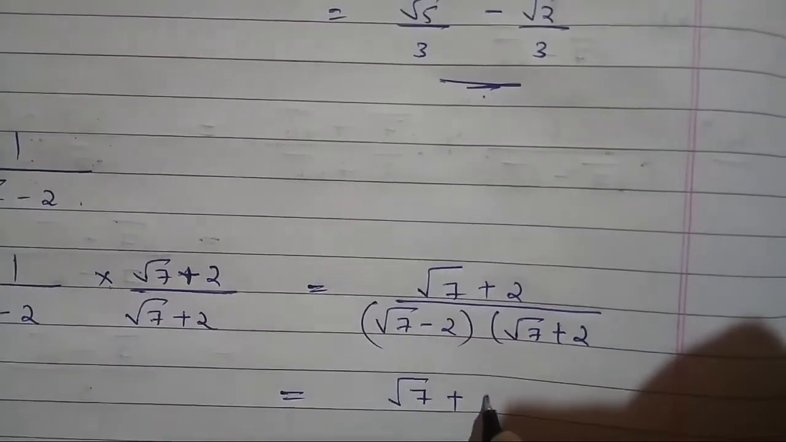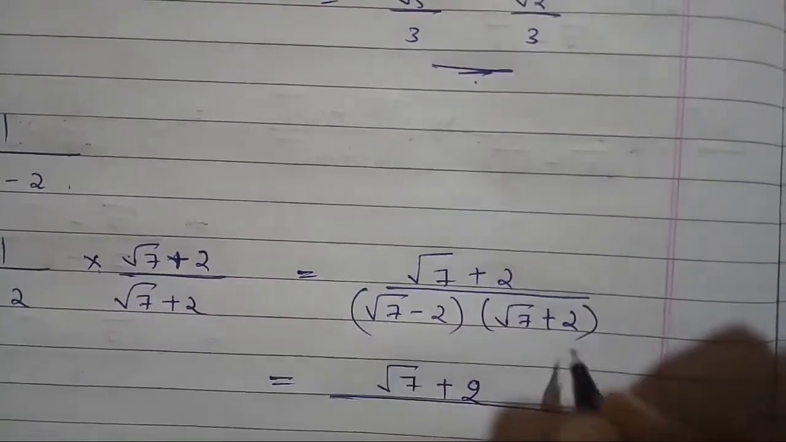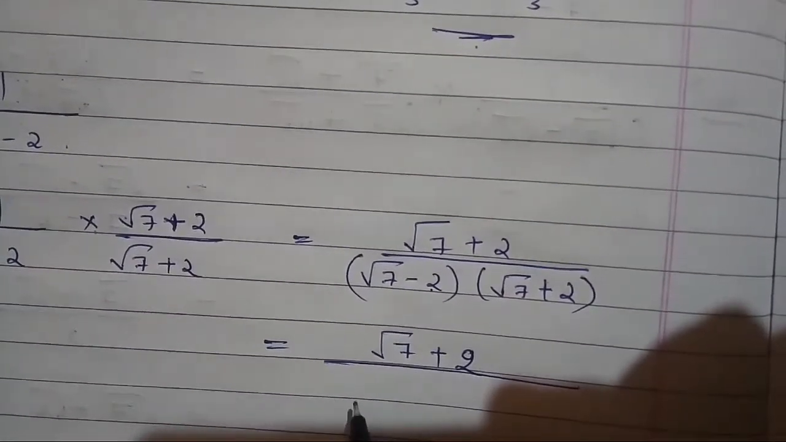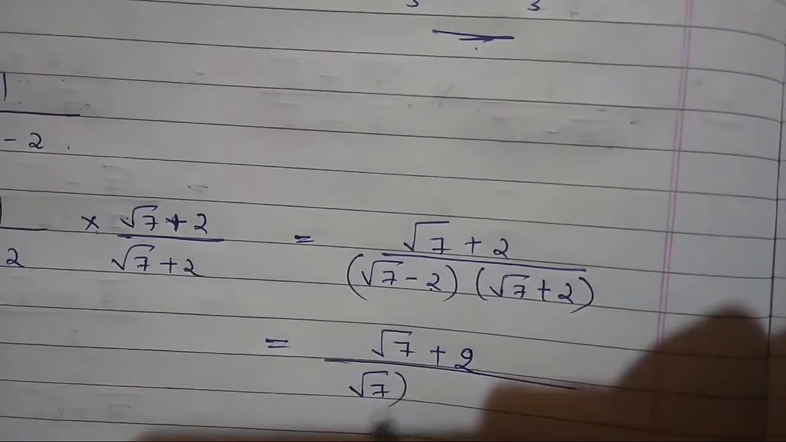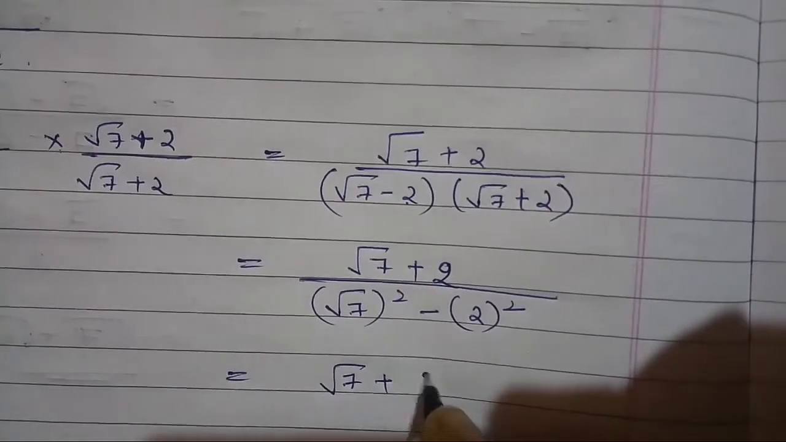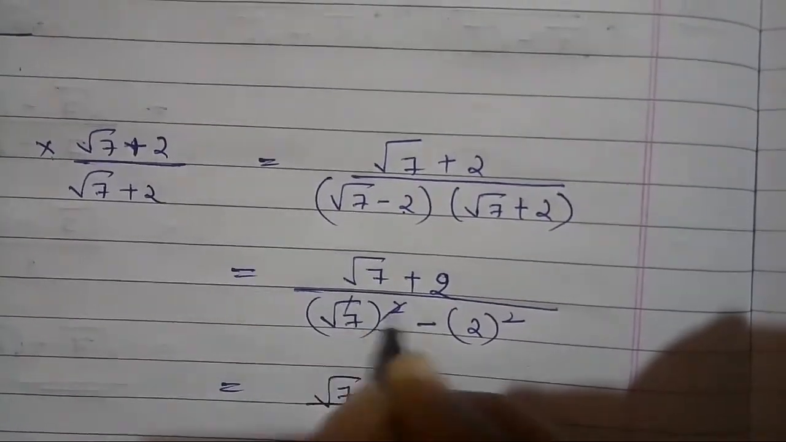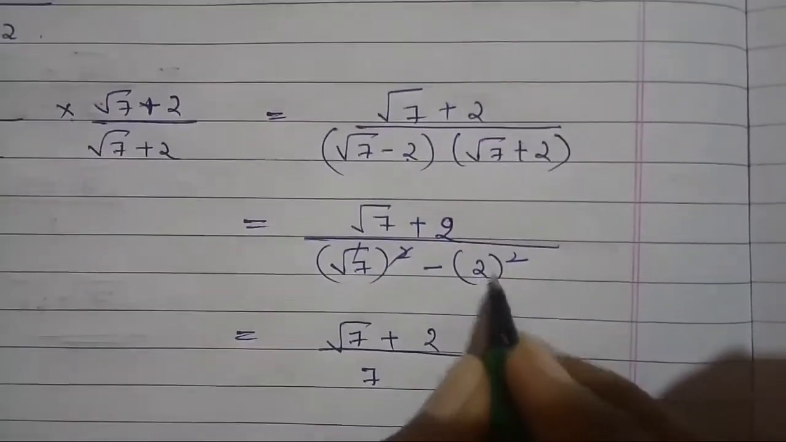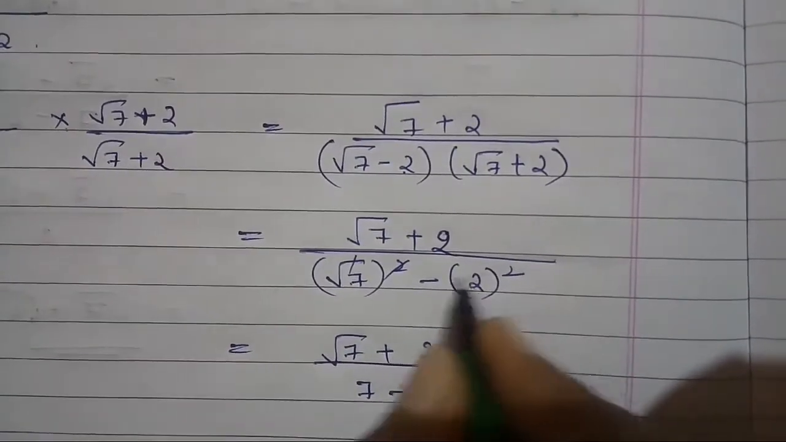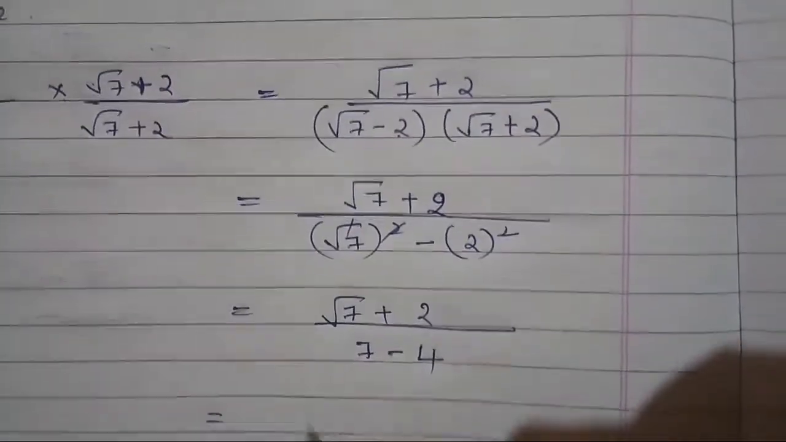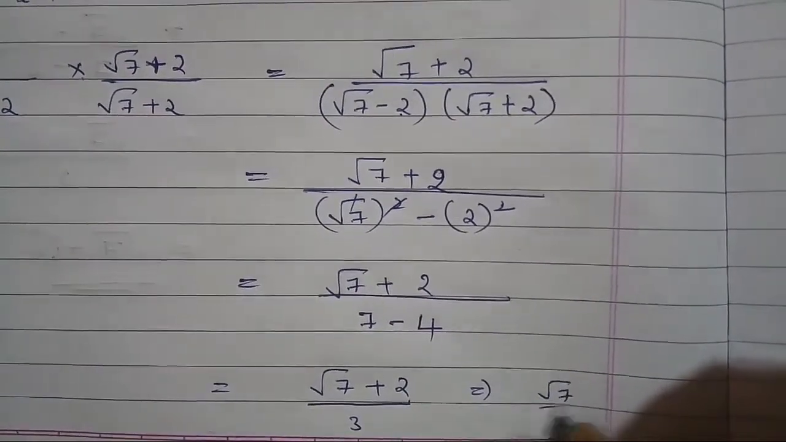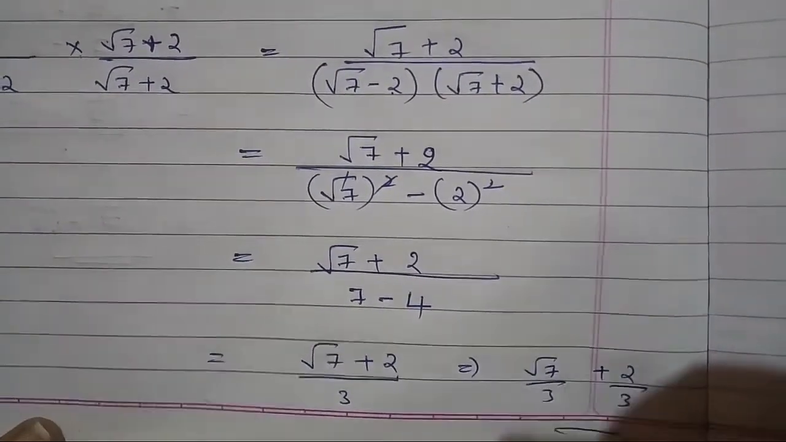That is root 7 plus 2 divided by, here it is in the form of a minus b into a plus b. So you can apply a square minus b square, that is root 7 whole square minus 2 whole square. Here square and root get cancelled, 7. Here there is no square root for the 2. You have to square the number. 2 square is 4. Root 7 plus 2, 7 minus 4 is 3. This can be written as root 7 by 3 plus 2 by 3. Hence solved.